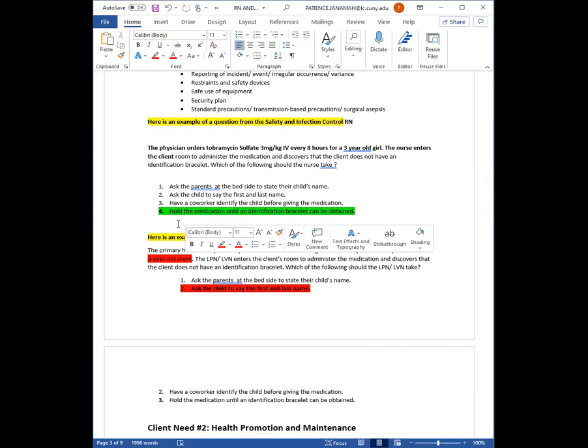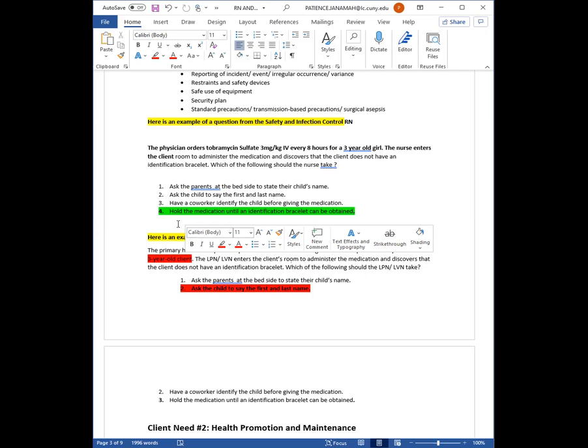So a 3-year-old, like I have my 3-year-old right now, if you ask him his name, he can tell you his name. He cannot tell you his date of birth. So identification, you need at least 2 verifiers. You need a patient to tell you their name and their date of birth for you to know that this is safe. So once they are telling you, you are holding the medication, you are reading the order to make sure that this is who it was ordered for.